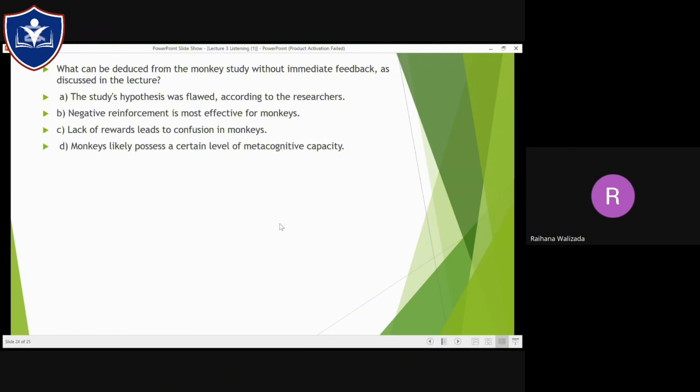The next question is, what can be deduced from the monkey study without immediate feedback, as discussed in the lecture? What can be deduced from it? Like, this is like an inference question. What can be implied or what can be inferred? Deduce means the same thing. A, the study's hypothesis was flawed according to the researchers. B, negative reinforcement is most effective for monkeys. C, lack of rewards leads to confusion in monkeys. D, monkeys likely possess a certain level of metacognitive capacity.